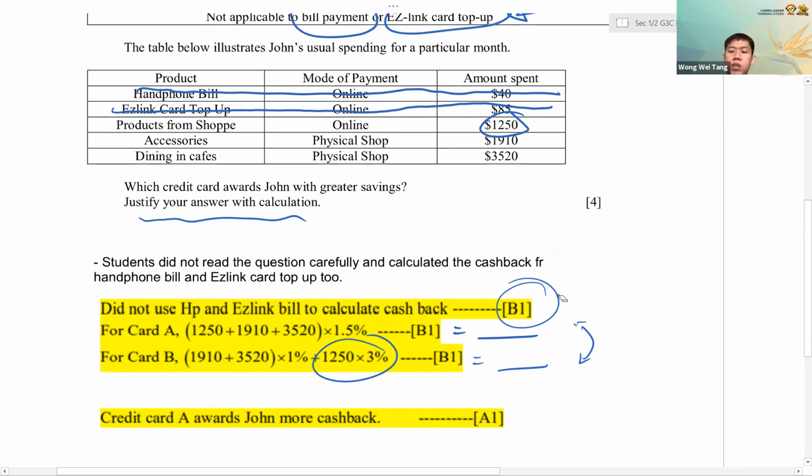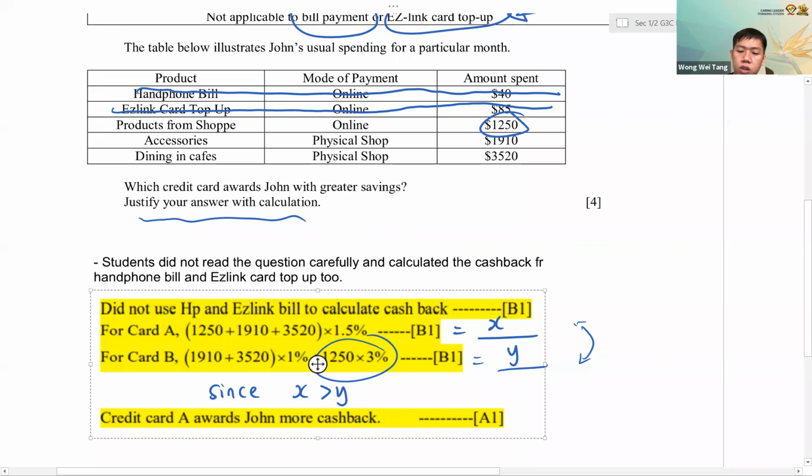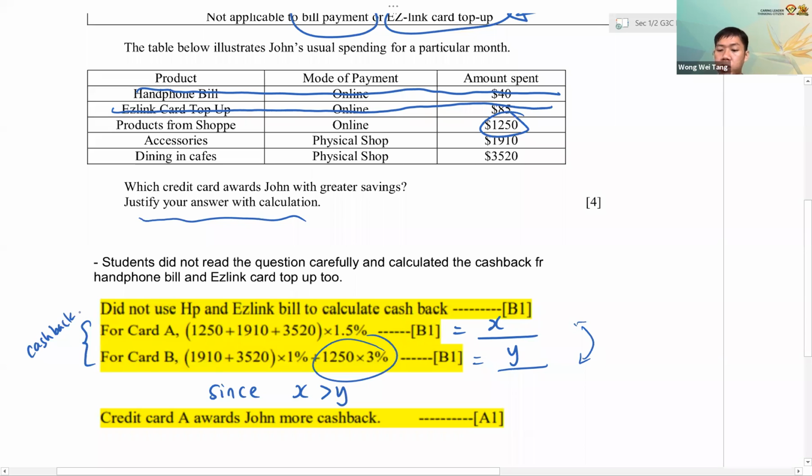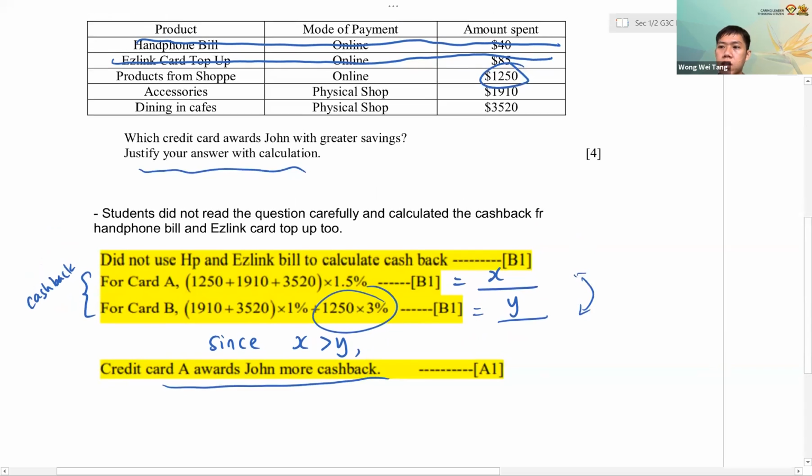So in this case, the setter didn't calculate. So I'm just going to take it as, let's say this is X and this is Y. Depending on the value, we will see that since X is greater than Y, okay, all these we are calculating our cashback. The bigger the value, the more cashback you have. So since X is greater than Y, we say that credit card A awards more cashback. And that will be the complete solution. Are there any questions at this point? Okay, if not, continue.